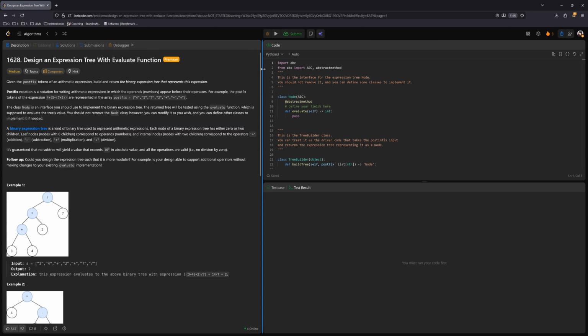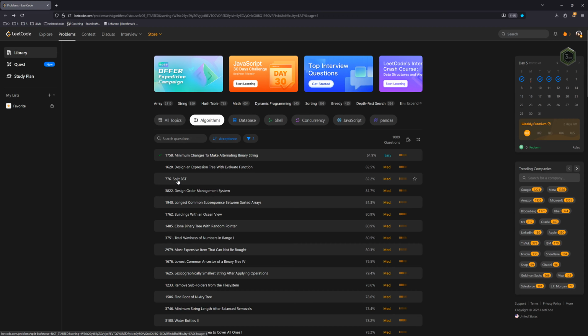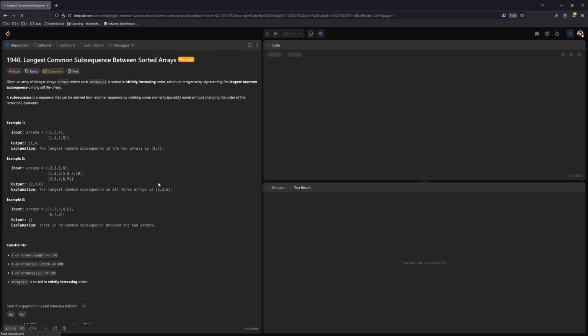Design an expression tree with evaluate function. Given the postfix tokens of an arithmetic, no, fuck this. Come on. I want to do one that's fun. Longest common subsequence between sorted arrays. They're all premium. Why are they all premium?